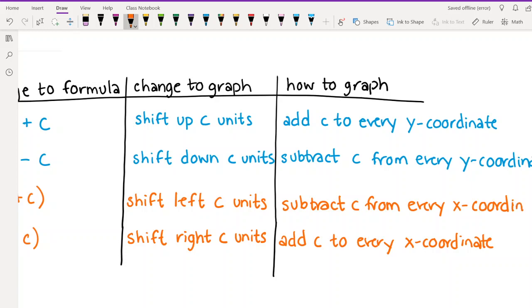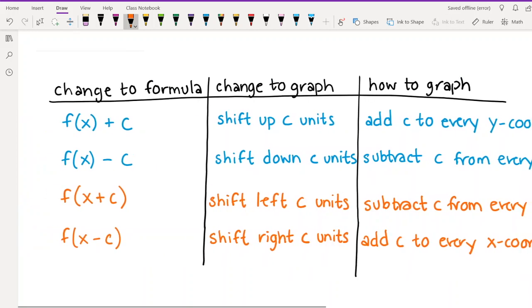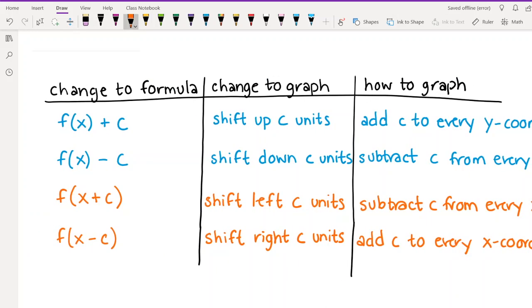I really encourage you to try to get to the bottom of it and understand why the horizontal shifts work backwards. But at the end of the day, if you want to just memorize a fact, the fact you have to memorize is that they work backwards. So vertical shifts go the way that you would expect. Addition goes up, subtraction goes down. Horizontal shifts are backwards. When you add, it actually makes your graph go left. When you subtract, it actually makes your graph go right.